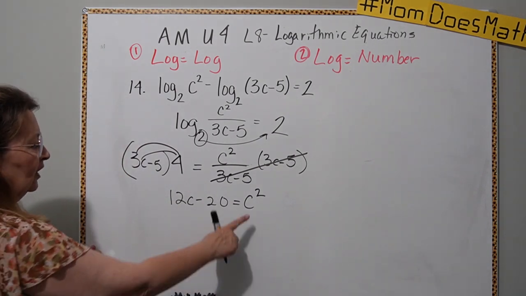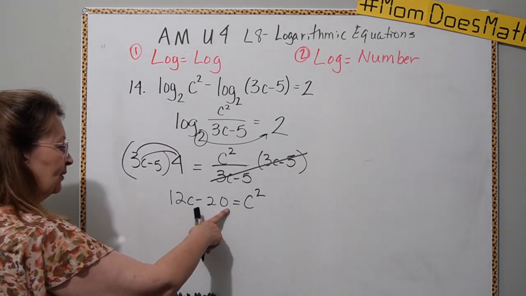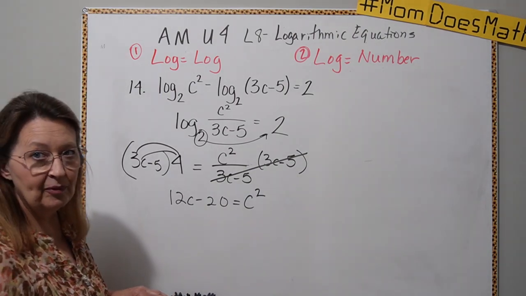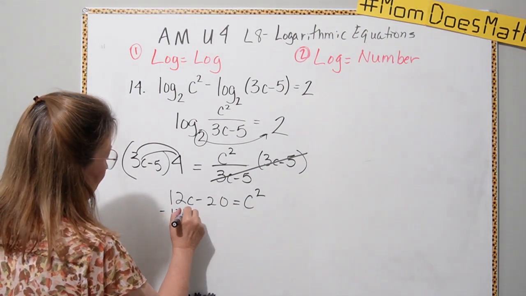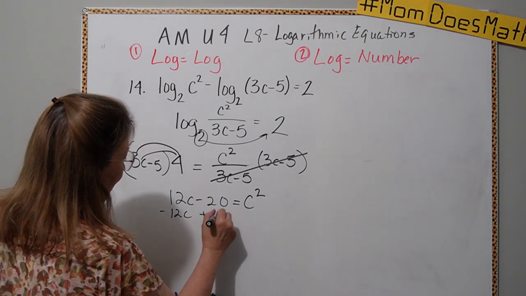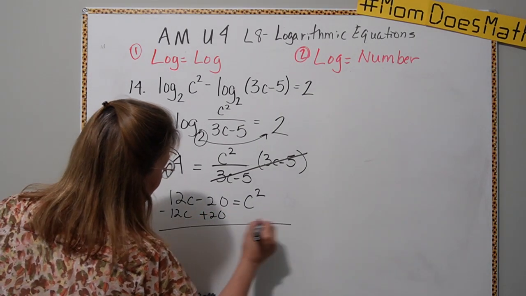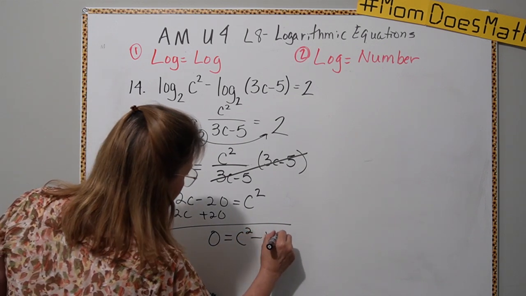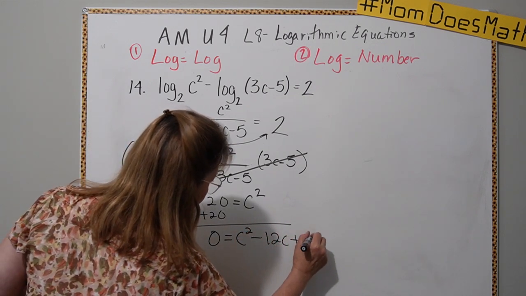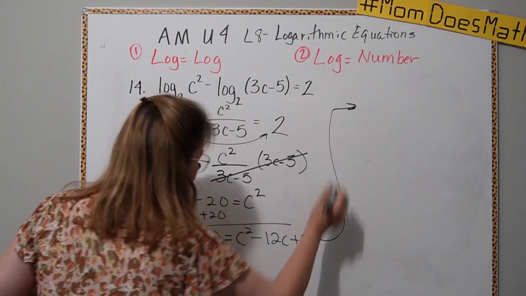All right, quadratic equation. Let me try for zero product property. So I'm going to need to move all this over here. So I'm going to subtract 12c from each side and add 20 to each side. So that's going to give me 0 equals c squared minus 12c plus 20. And we're going to come up here.